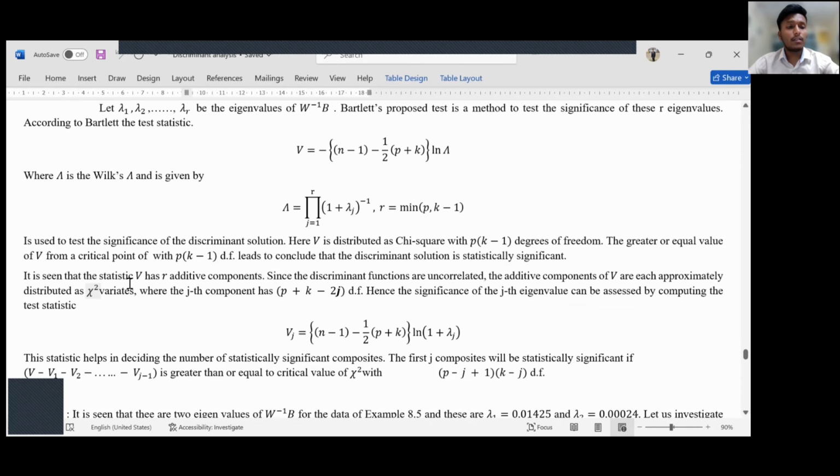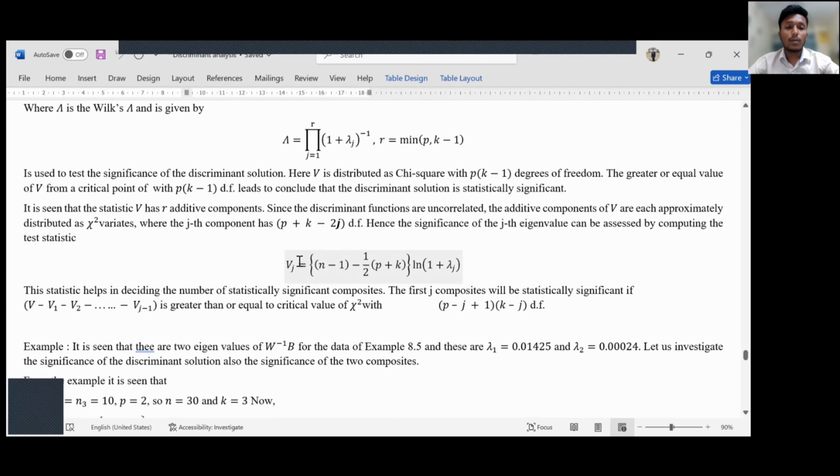It is seen that the statistic V has r additive components. Since the discriminant functions are uncorrelated, the additive components of V are each approximately distributed as chi-square variates, where the jth component has p plus k minus 2j degrees of freedom. Hence, the significance of the jth eigenvalue can be assessed by computing the test statistic. So here is the form to calculate for each eigenvalue: V_j is equal to n minus 1 minus 1 by 2 of p plus k, ln of 1 plus lambda_j. These statistics help in deciding the number of statistically significant composites.